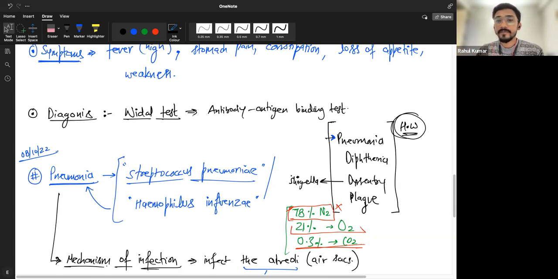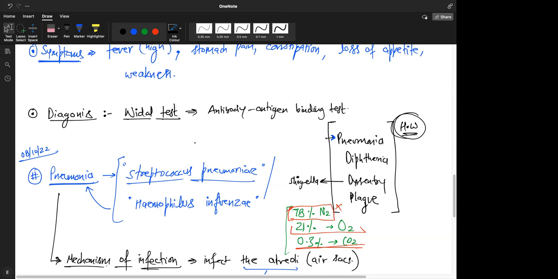Okay, but it cannot spread through nasal droplets or touching, etc. Make sense, everyone? Yes, sir. Good. You are making sense in biology, that's fine.